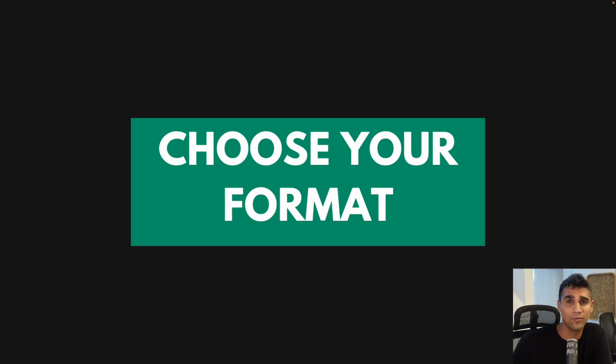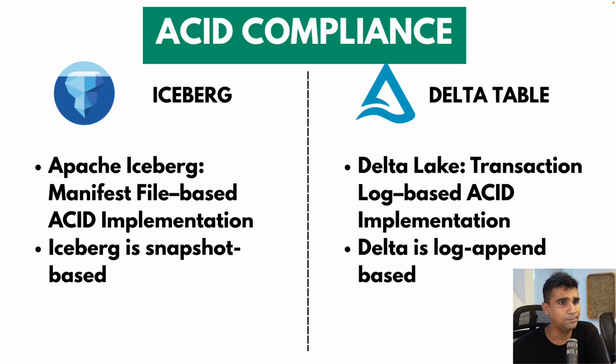Let's discuss how to choose the right formats. Essentially, we're doing a comparison on some of the key attributes, which allows you to decide which one to use. So first things first, ACID compliance. More or less, they are equal on this end, so one point for each, I guess. The difference is Iceberg is based on a manifest file based ACID implementation. On the other side, Delta table is based on a transaction log based implementation.